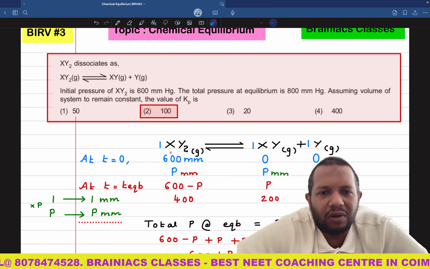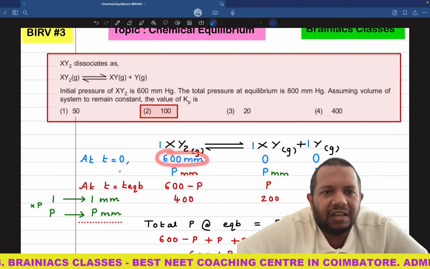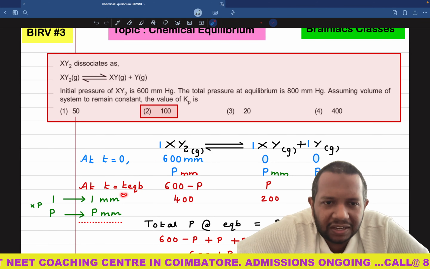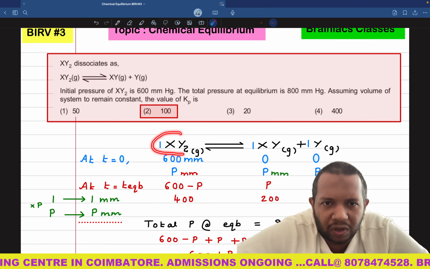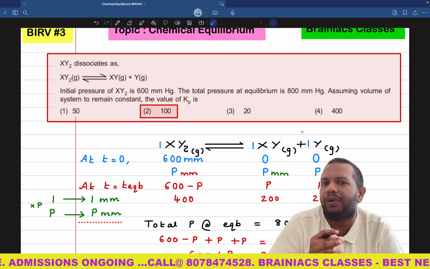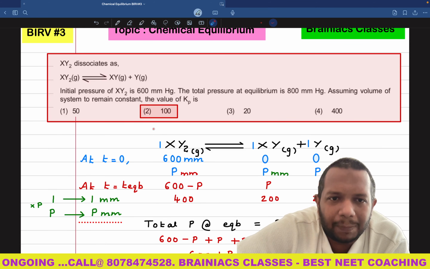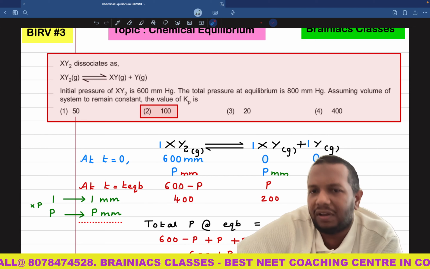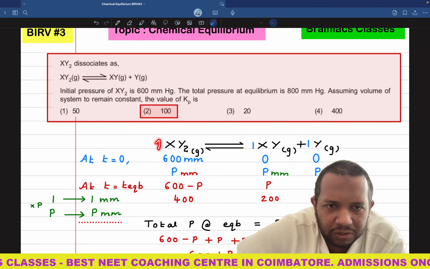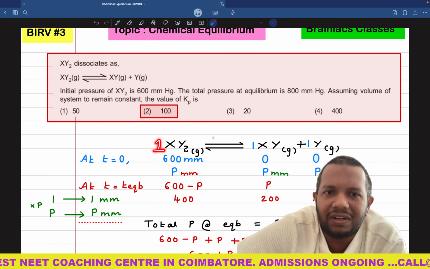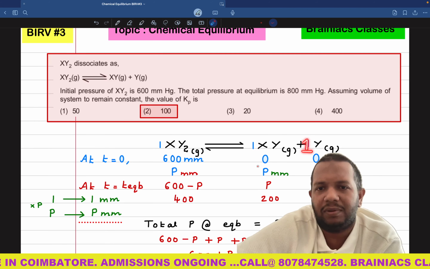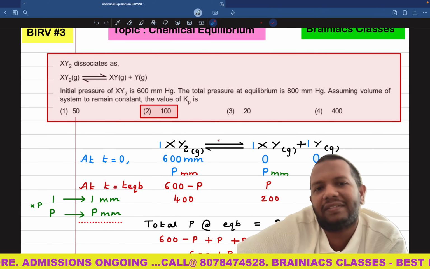Initially, XY2 has a pressure of 600 mm, that is at time t equal to 0. Now, before it reaches equilibrium, some units of XY2 have been converted to XY and Y. We don't know how many units, so let us assume P units get converted. From stoichiometry, I know that 1 unit of XY2 on conversion will give me 1 unit of XY and 1 unit of Y. So we are assuming here P units are getting converted.